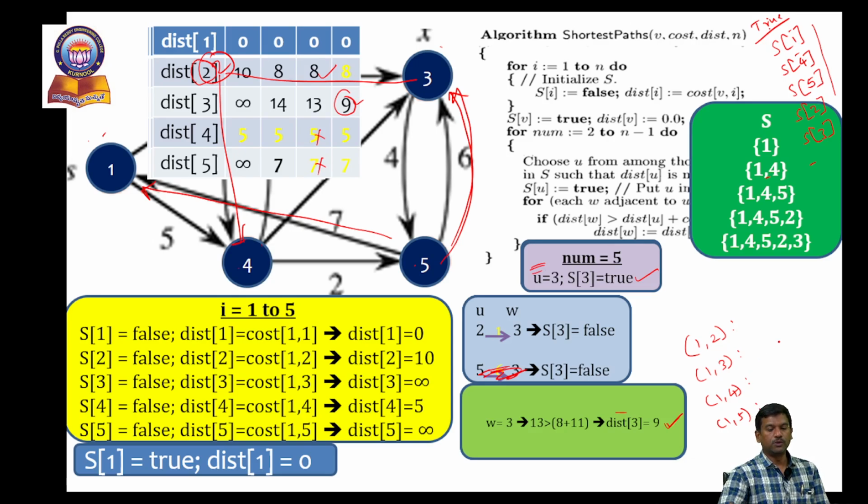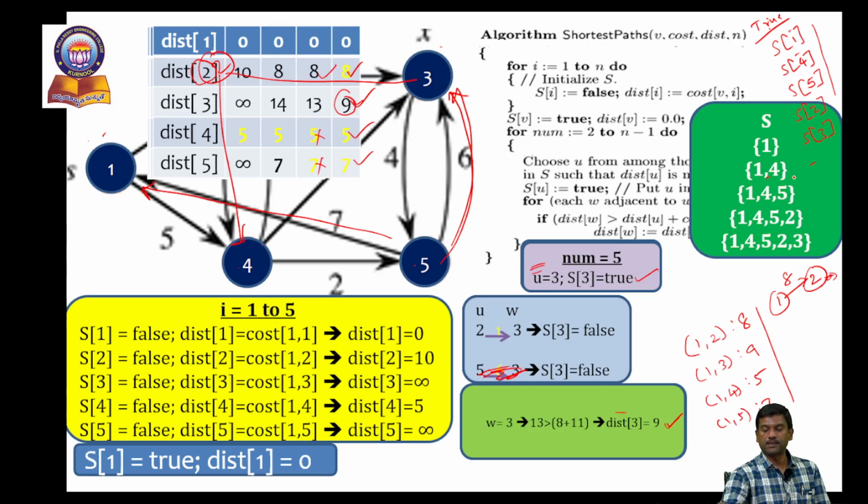So 1 to 2, the minimum distance is equal to 8, and from 1 to 3, the shortest distance with the cost is equal to 9, and from 1 to 4, the shortest distance is equal to 5, and from 1 to 5, the shortest distance is equal to 7. This is the solution, and you can also draw the same kind of diagram, that is 1 to 2 with the cost equal to 8, and similarly from 1, there is no direct cost associated, so 1 to 2 to 3.